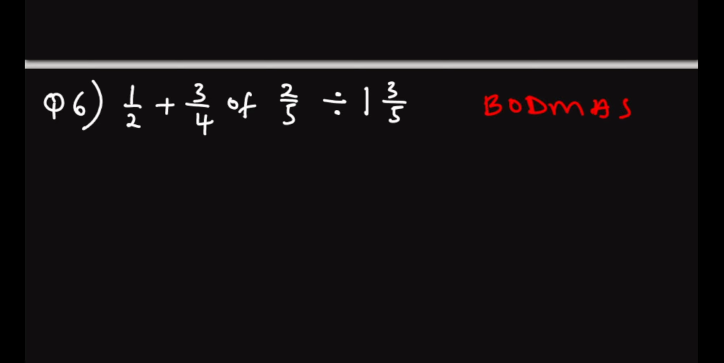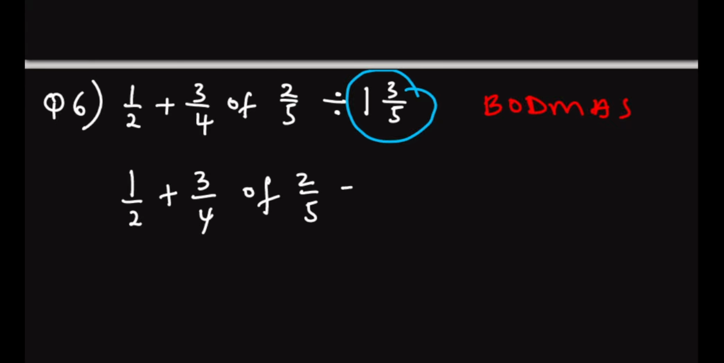First of all, before we do anything or go into the BODMAS, we must change any mixed fraction to an improper fraction here. Okay, so 1/2 plus 3/4 of 2/5 divided by the mixed fraction: we multiply the 1 by the 5, giving us 5. Then we add the numerator 3. Okay, so 5 plus 3 gives us 8/5.